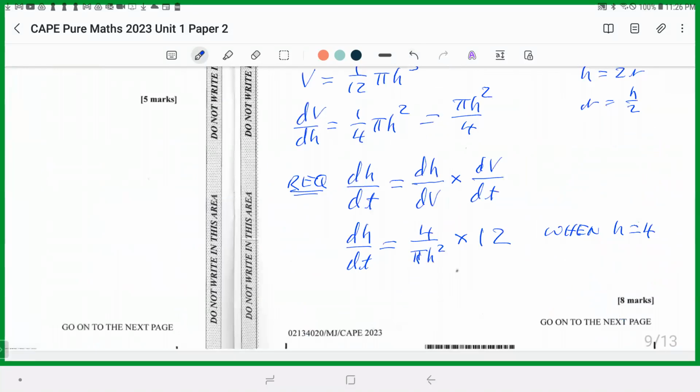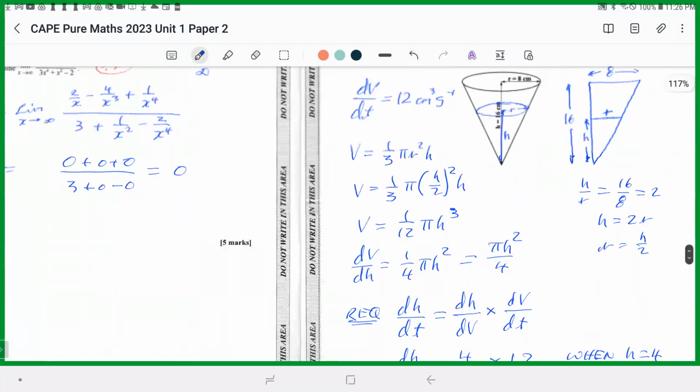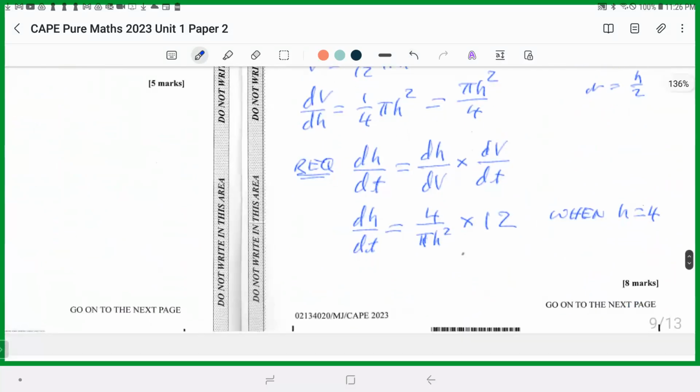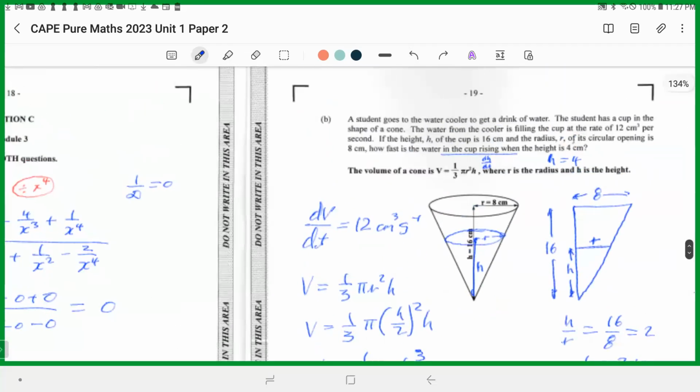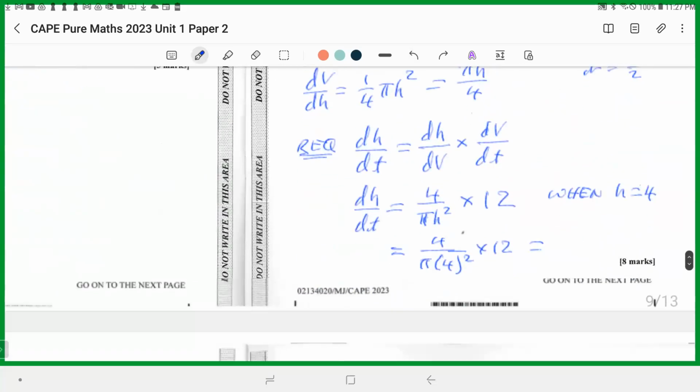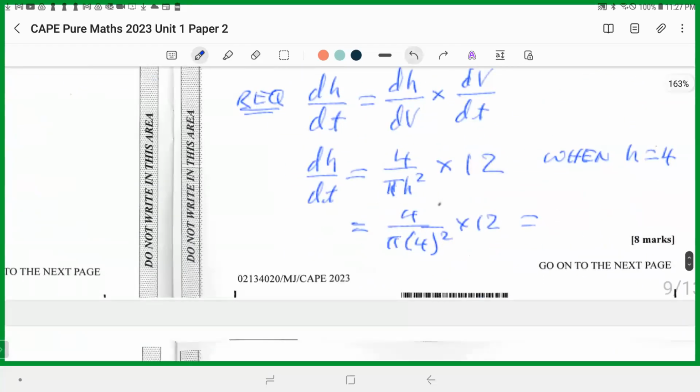What do they want in terms of pi? Do they say anything like that? No, we're just going to put in the 4 and calculate it. So it's going to be 4 over pi times 4 squared times 12. And the height is in centimeters, right? Yes, because it was cm cubed. So centimeters per second. We just need to work this out and we get the answer.